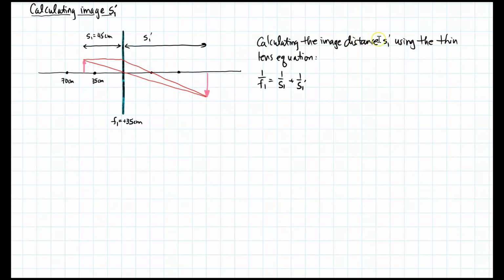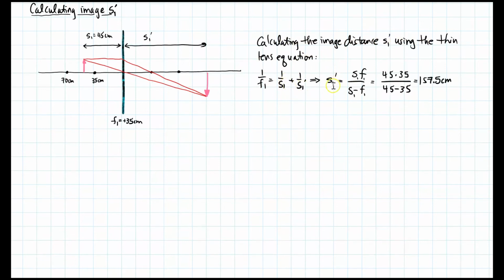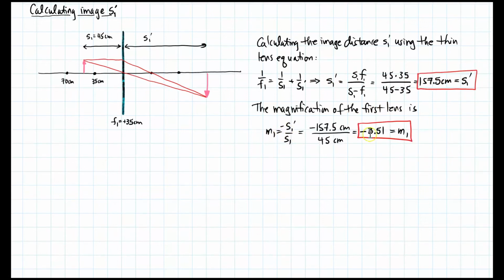Calculating the image distance S1 prime using the thin lens equation. Here's my equation, so now I got to solve for S1 prime, and I get an image distance S1 prime of 157.5 centimeters. Magnification of the first lens is then M1 equal to minus S1 prime over S1, which is minus 3.5, equals M1.